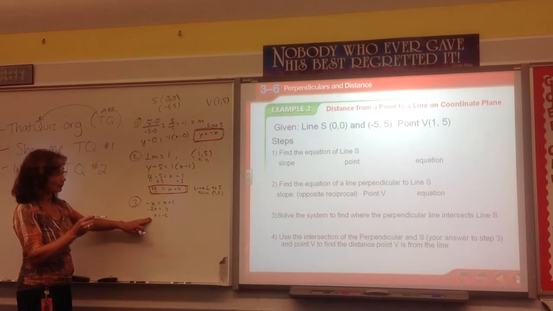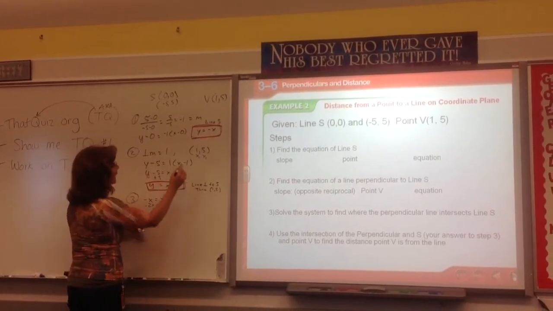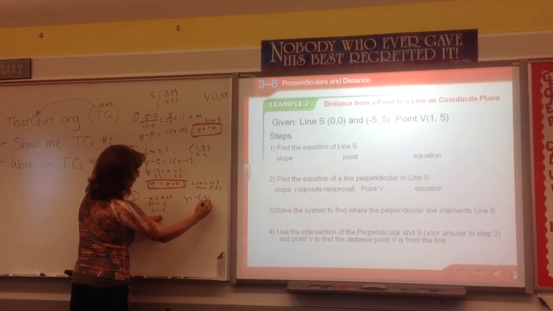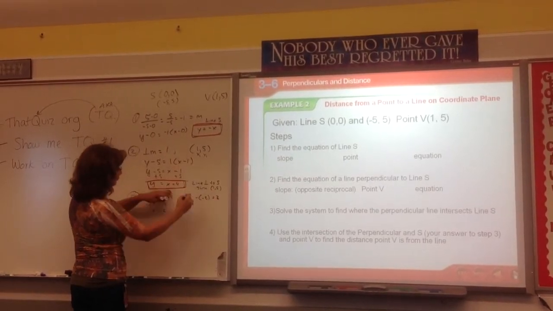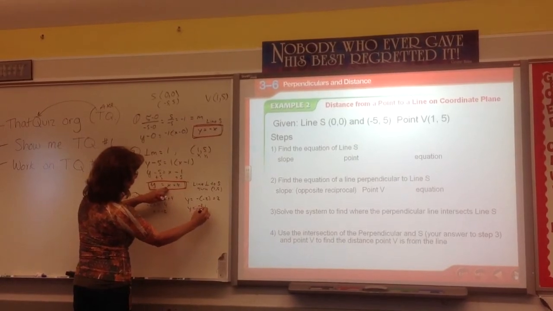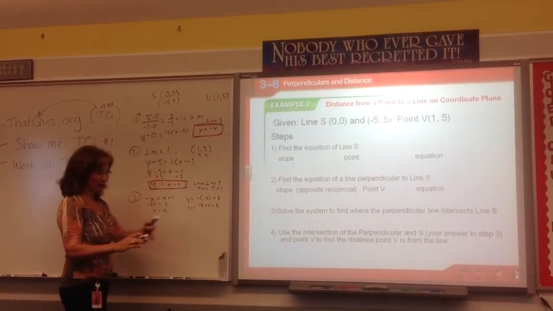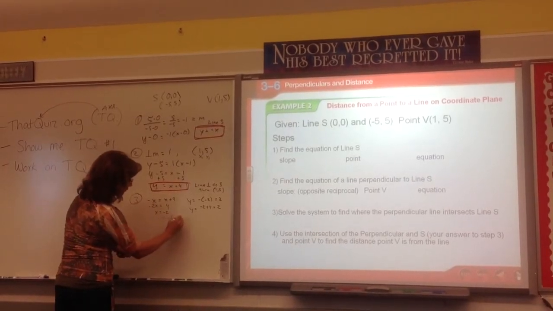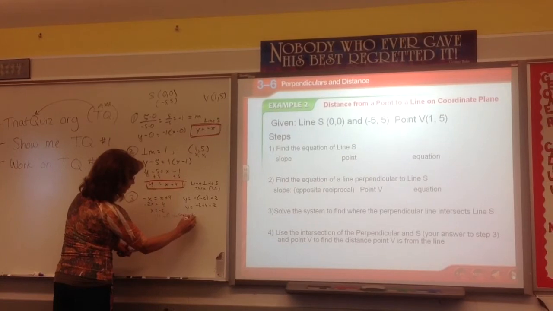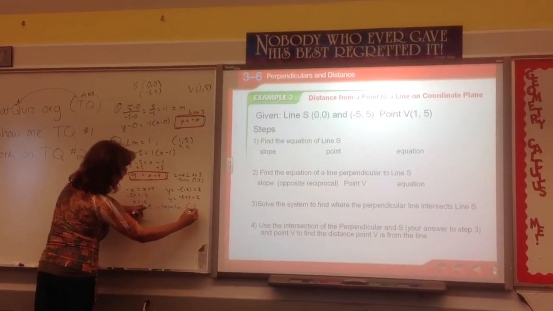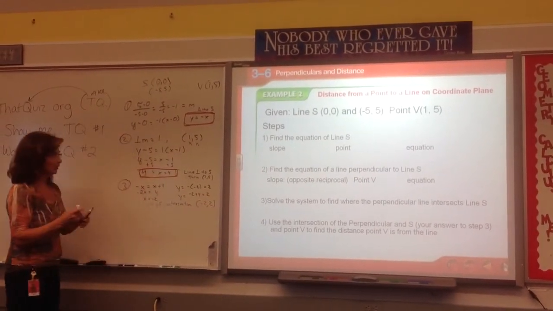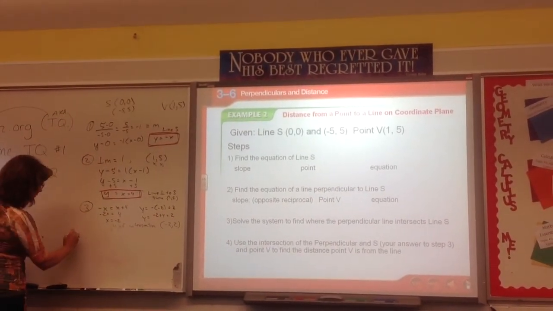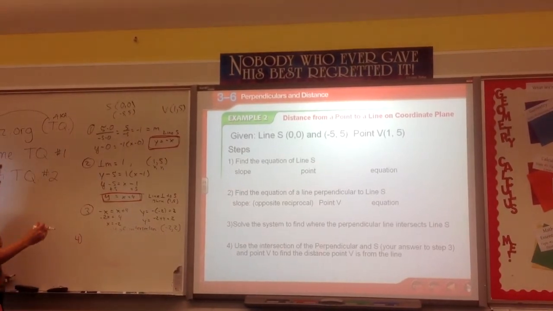So now I know the x coordinate of that point. I can put it into y equals -x to get 2, or I could use this equation, y equals -2 plus 4 equals 2, to get the y coordinate. So either way, my point of intersection is (-2, 2). Now we are almost there. The last step is to just find the distance, the length of that segment.